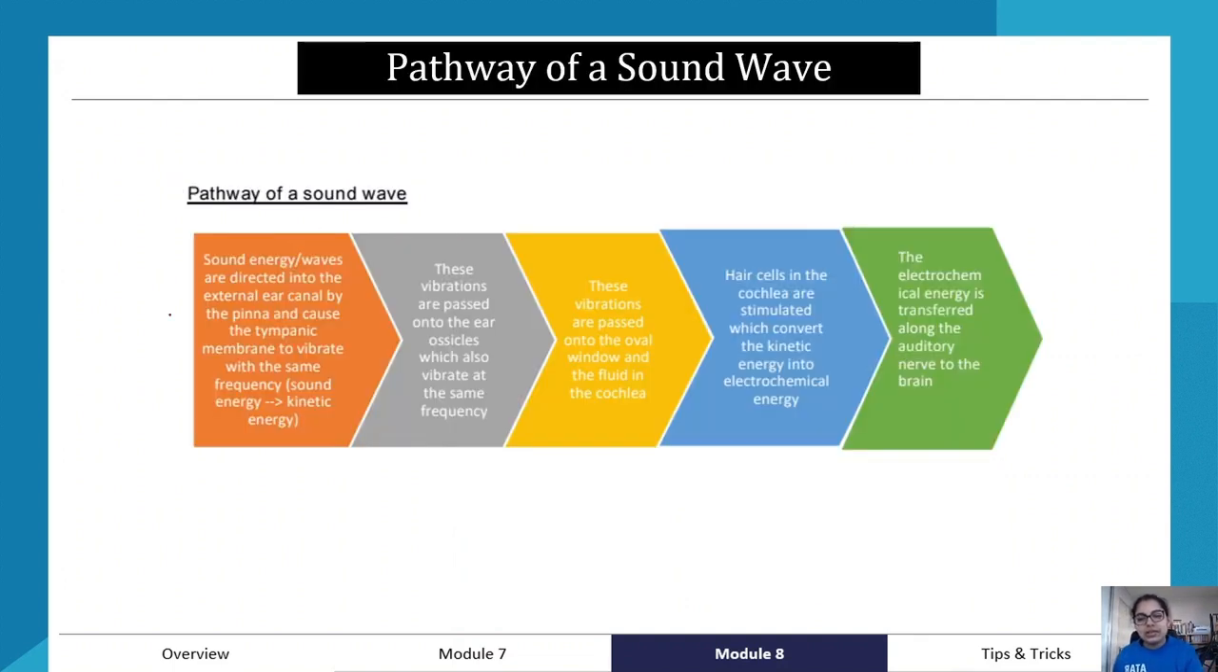Like I said, sound wave energy is directed into the external ear canal by the pinna. They cause the membrane to vibrate with the same frequency. These vibrations are passed onto the ear ossicles. So the eardrum beats against the ossicles, the ossicles then beat against the cochlea, and then the hair cells in the cochlea convert the kinetic energy of the sound to electrical energy, and those electrical impulses are sent to your brain via the auditory nerve so that you can actually interpret and perceive the sound.